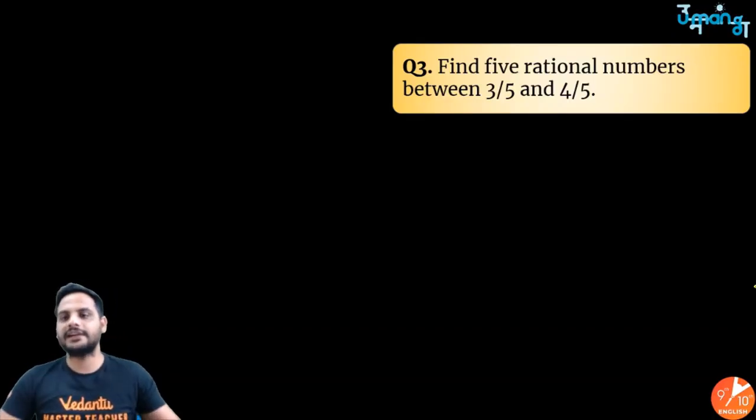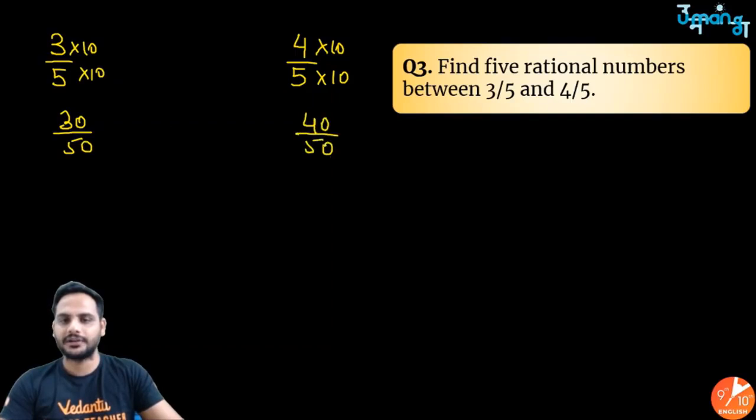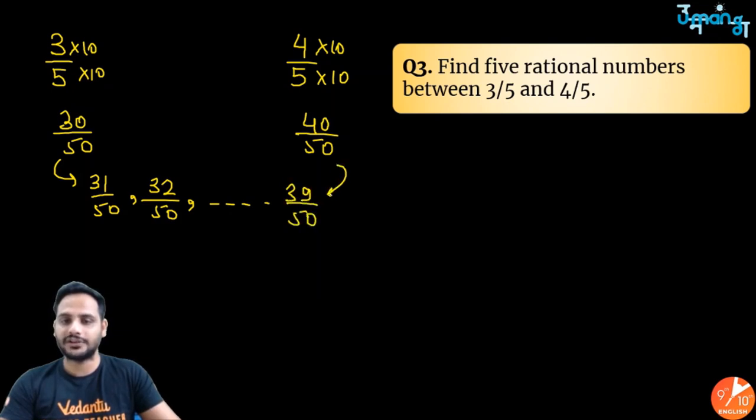Next question. Find 5 rational numbers between 3 by 5 and 4 by 5. Now again see how easy it will become. 3 by 5, 4 by 5. Simple. Multiply it with 10. Don't think much. So it will become 30 by 50 and 40 by 50. It is again 3 by 5 and 4 by 5 only. So now I have 31 by 50, 32 by 50, 33 by 50 up to 39 by 50. So total 9 numbers you have. Write any 5 you want.